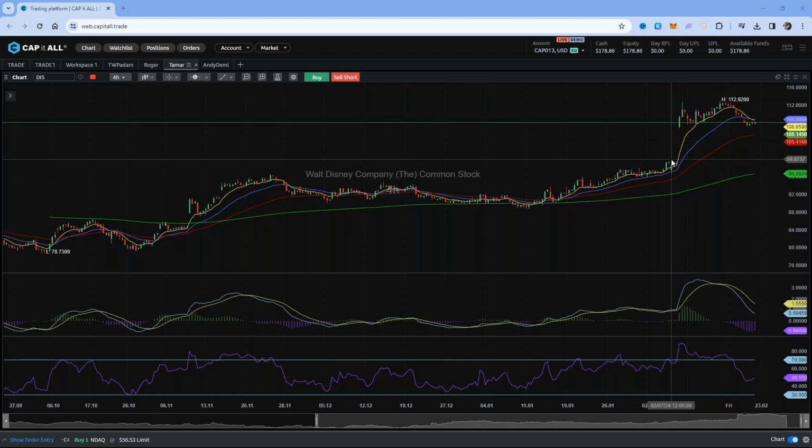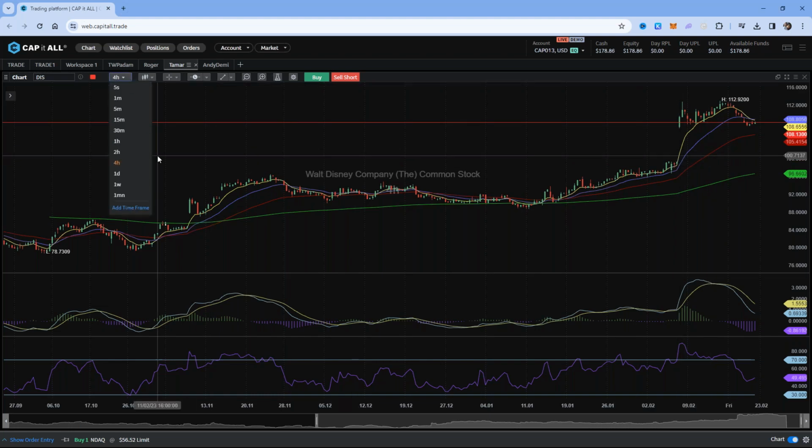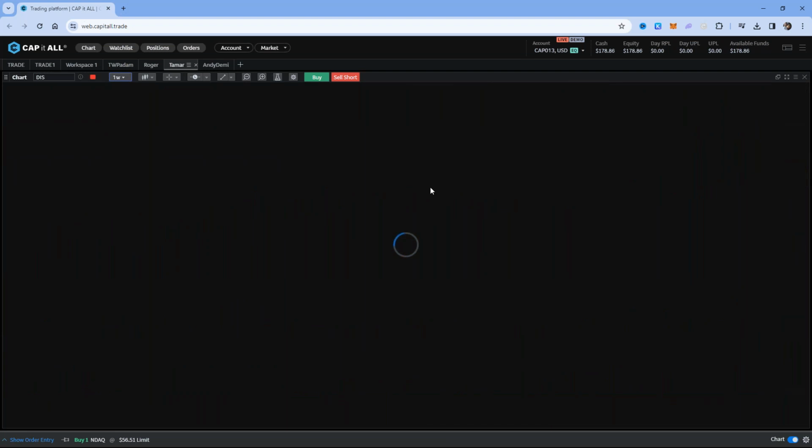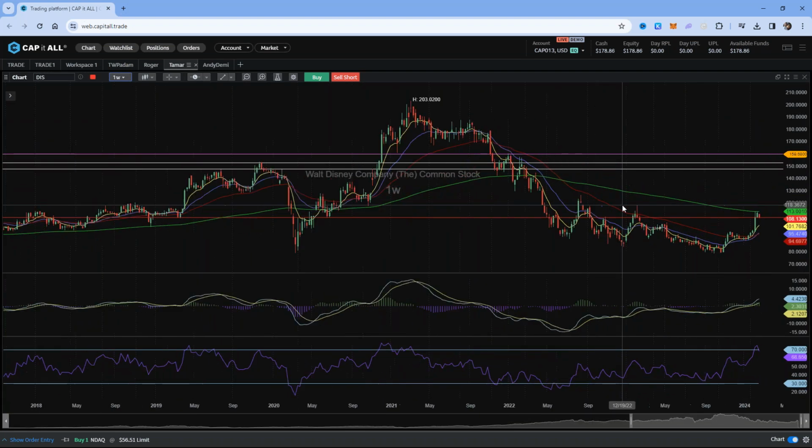Normally it's good to mark those levels down, around that kind of 100 level. Let's have a little look at the weekly. The weekly is actually trending down. It's channeling down. My children actually loved it, on an unrelated note.